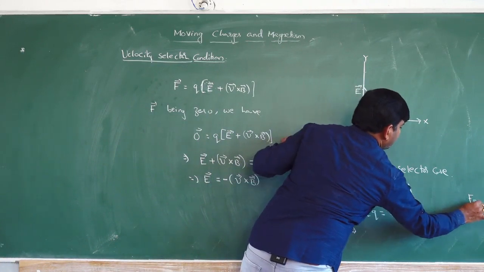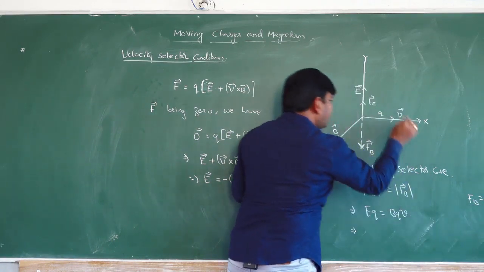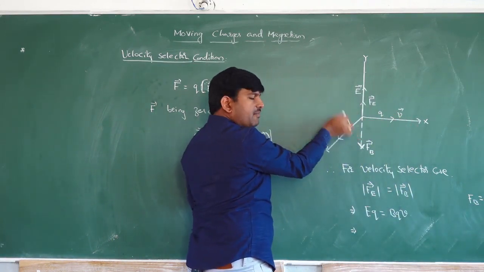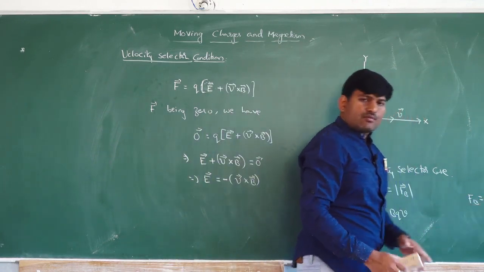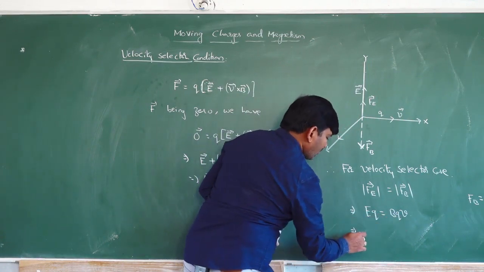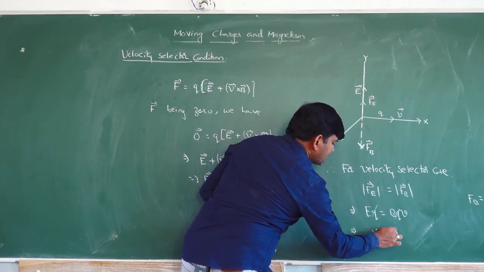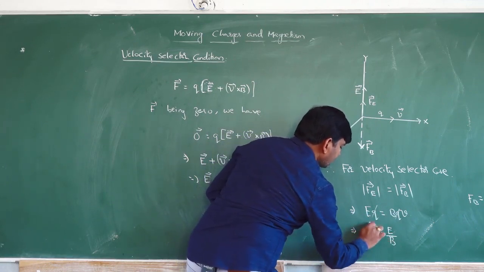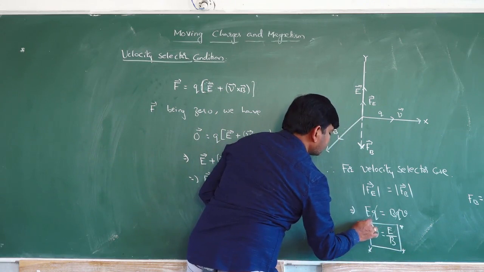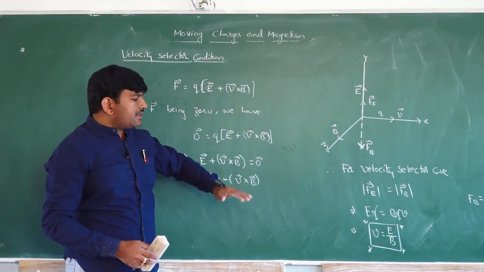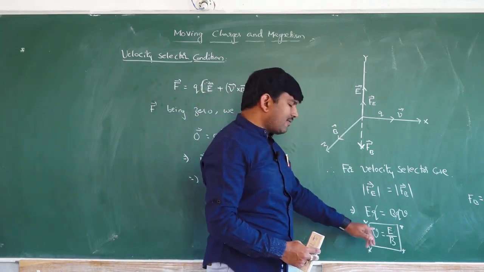We know that Fb is equal to BQV sin theta in terms of magnitude. In this case, theta is the angle between velocity vector and magnetic field vector, and that angle is equal to 90, sin 90 is equal to 1, therefore Fb is equal to BQV. Hence, EQ is equal to BQV. This implies Q will get cancelled, then we will be having V is equal to E divided by B. V is equal to E by B. This is called velocity selector condition. When a charged particle enters into the combined electric and magnetic field, and it travels undeviated, then it is said to be the velocity selector condition.